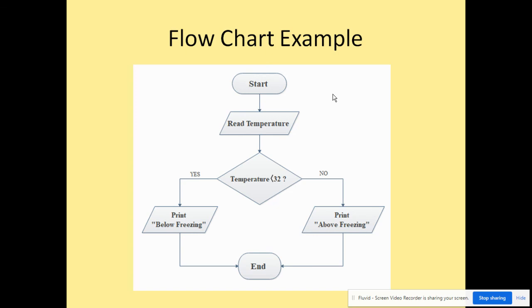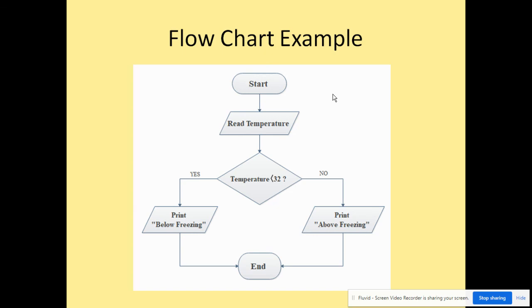Now, if you observe, suppose you have one program that you have to perform, and the program is to get the input from the user for the temperature. If the temperature is less than 32, then print the message below freezing, and if it is greater than 32, print the message above freezing, and then terminate the program. So if you want to describe the same program in a flowchart, then this is how you can perform it.